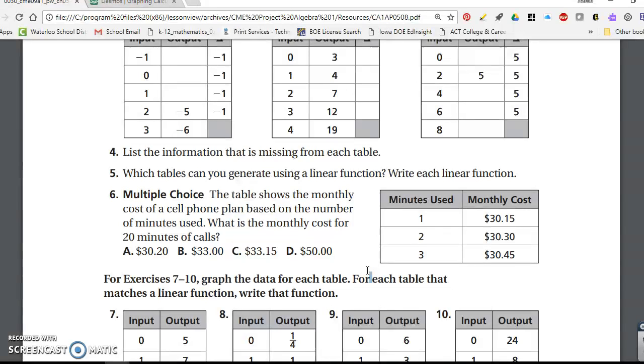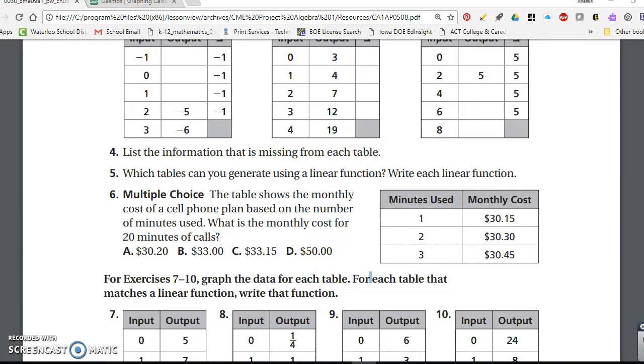Table shows a monthly cost of a cell phone plan based on the number of minutes used. Okay, so some of your cell phone plans still do this. It used to be more of a common thing in the past, but some of us still have cell phone plans like that, and they're charging us per minute.